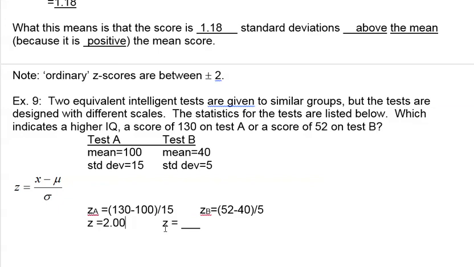Again, I encourage you to calculate that one and make sure you can figure out where that number came from. Our second score works out to 2.40.